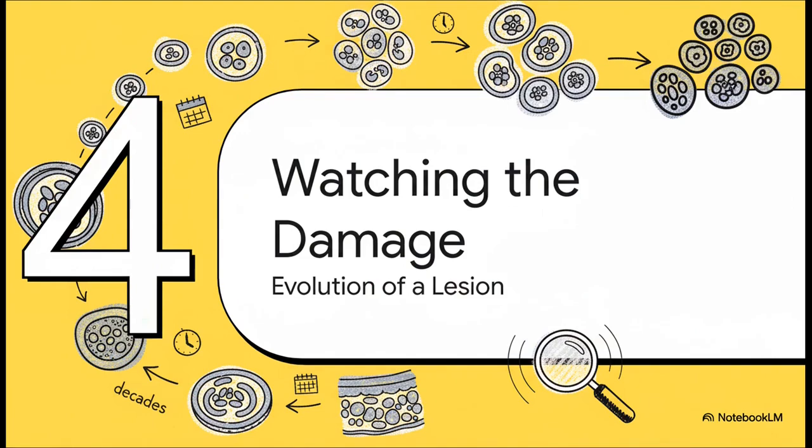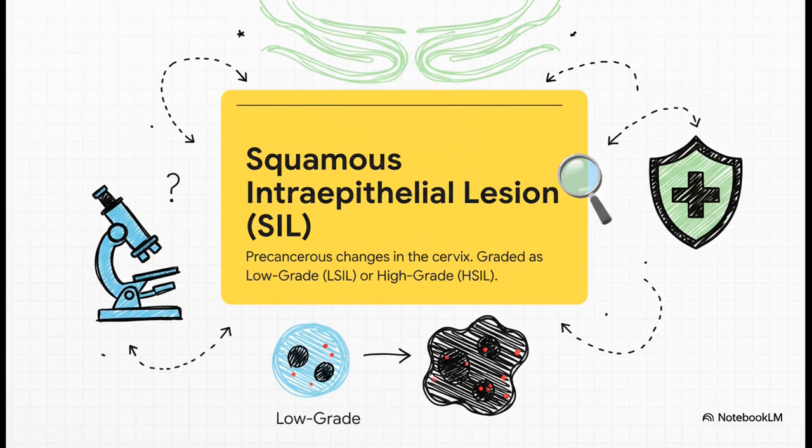Now, this uncontrolled growth doesn't turn into cancer overnight. No, it's a very, very slow process. It can take years, even decades. And because it's so slow, it gives us a window, an opportunity to watch the damage as it happens. So let's look at the stages of these precancerous changes, which we call lesions. We call these changes squamous intraepithelial lesions, or SIL for short. And to keep it simple, pathologists grade them on a two-tier system. Low grade, which is LSIL, and high grade, which is HSIL. This grading is absolutely key for deciding how to treat the patient.